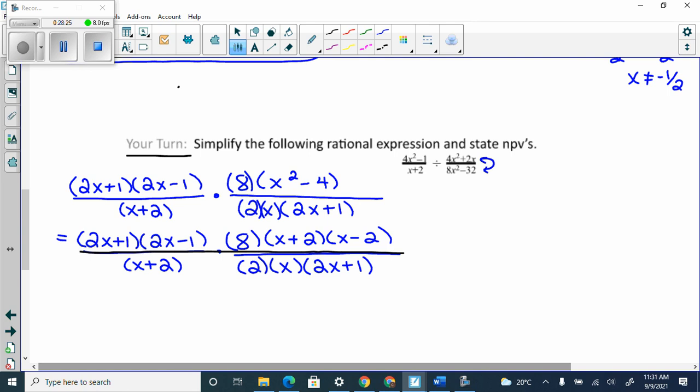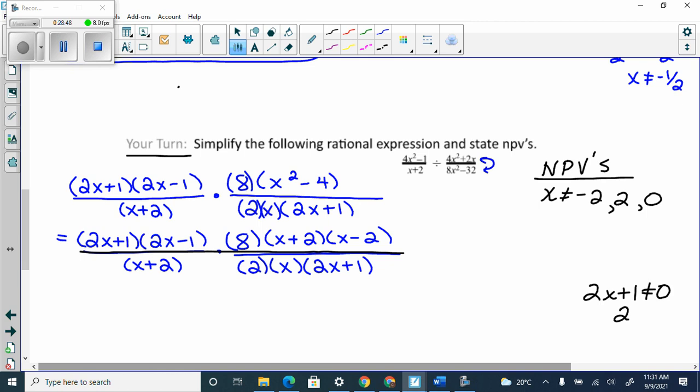And I go to state NPVs. I'm going to get x plus 2, so x can't equal negative 2. 8 doesn't get me anything. X minus 2 gets me positive 2, and plus 2 gets me negative 2, which I already stated. 2 doesn't do anything. X is just 0. And 2x plus 1, we did up top, I'll do it again. 2x plus 1 cannot equal 0. 2x cannot equal negative 1. X cannot equal negative a half.